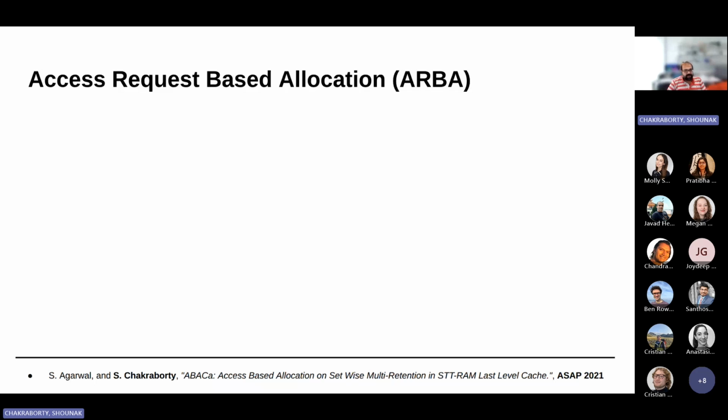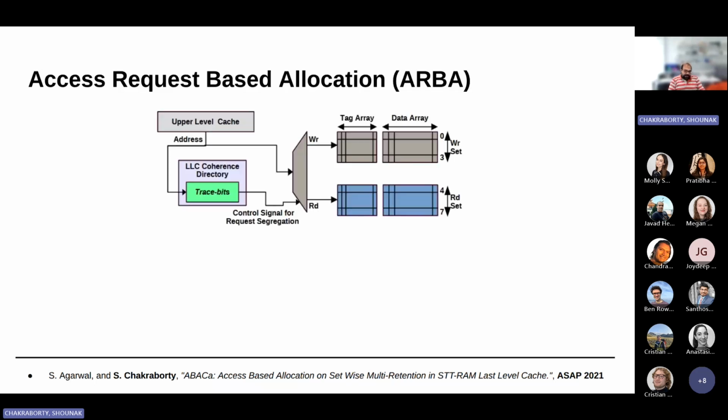This is the very first technique of TIMO, called ARBA, or Access Request Based Allocation. This idea was published in the ASAP conference in 2021. On the right-hand side, you have the write set and read set, shown in gray and blue. This is the entire cache. Suppose we have 8 different cache sets in a small prototype cache. The first 4 sets will be the write set, implemented with lower retention zone cells, and the read set will be implemented with higher retention zone cells.